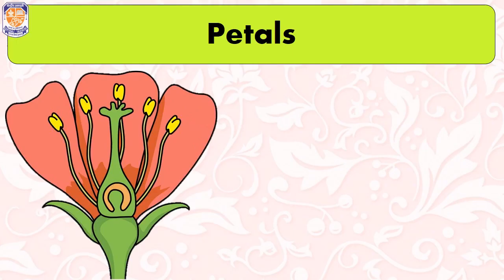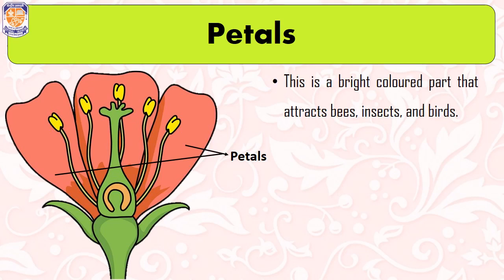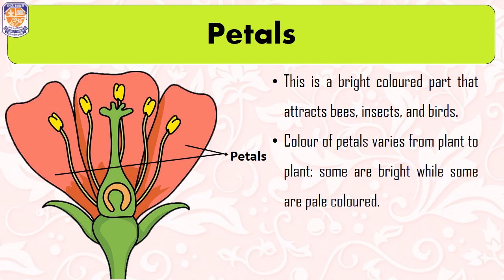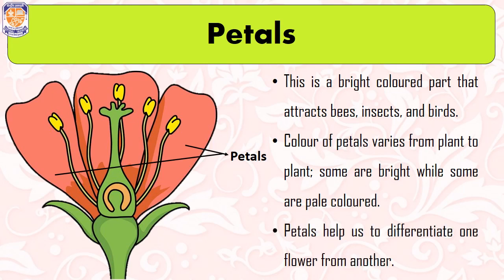So starting with the petals now, as we have discussed, these are the things that surround the outermost portion of the flower. This is a bright colored part that attracts bees, insects and birds. Colors of petals vary from plant to plant. In some plants you will see the petals are very brightly colored, while in some other plants the petals are pale colored or very dull in color. Petals help us to differentiate one flower from another, and it is the petal that contains nectar for the insects.